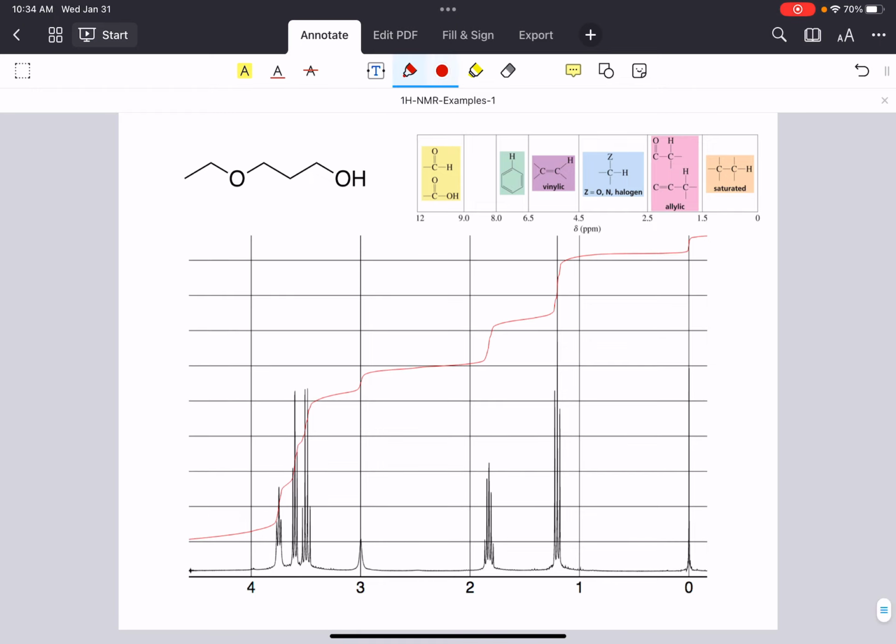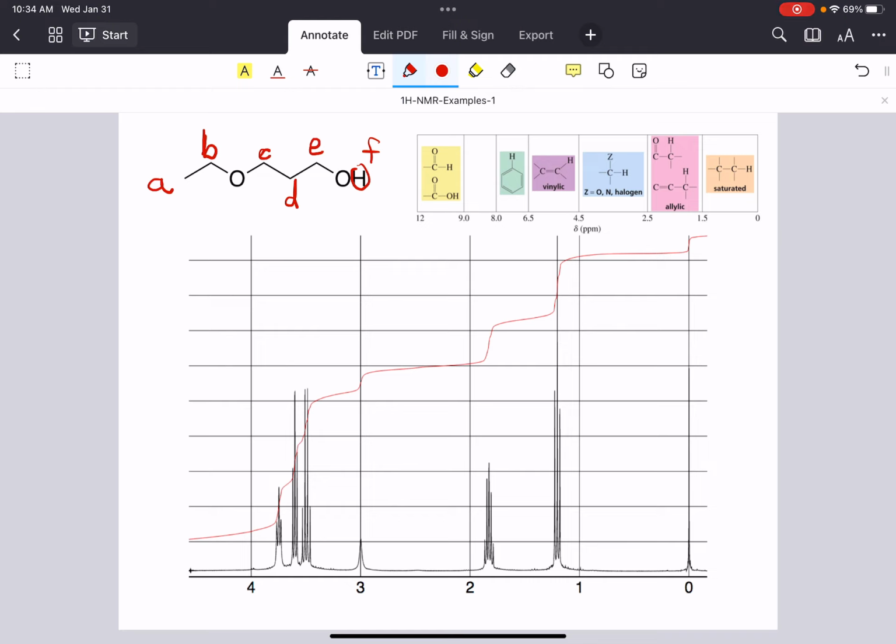I only have one methyl group in this system, so it's going to be chemically distinct from all the other signals. CH2 here directly attached to the methyl is different from this CH2 on the other side of the oxygen. This CH2 in the middle of the chain is going to be chemically distinct from the CH2 holding this oxygen, and then the hydrogen directly attached to that OH is going to be distinct from all the others.